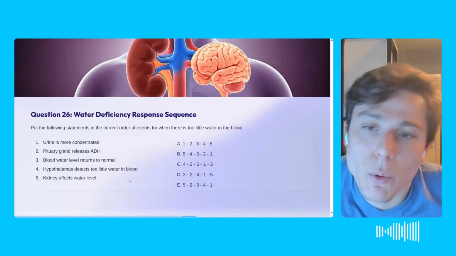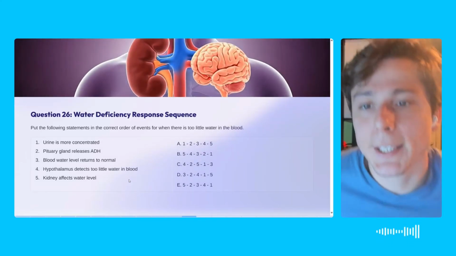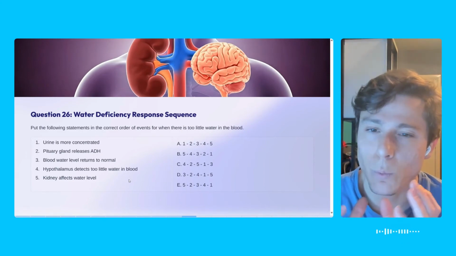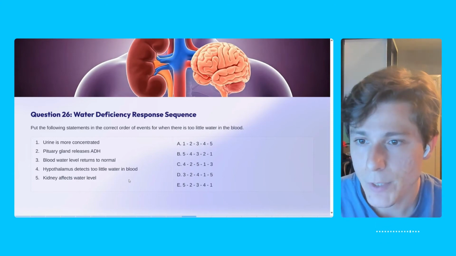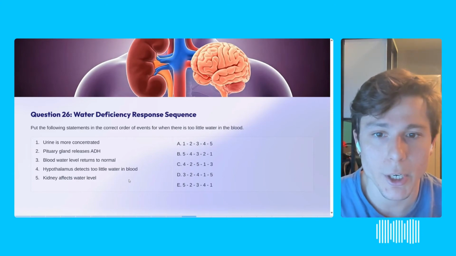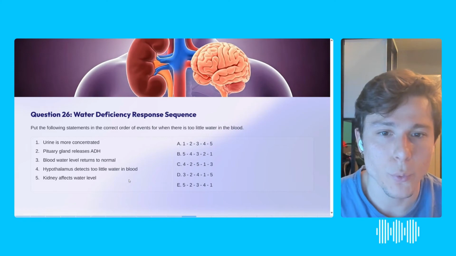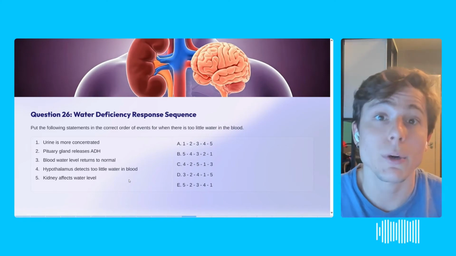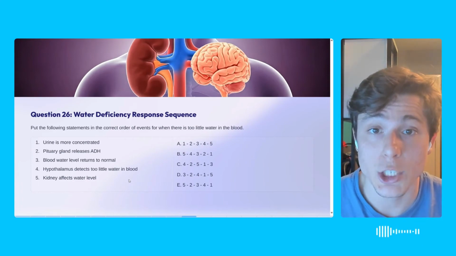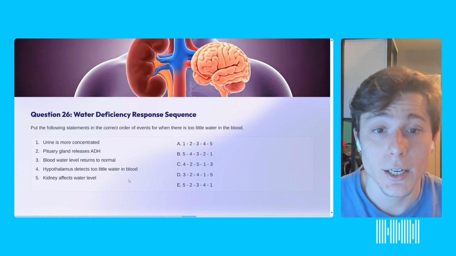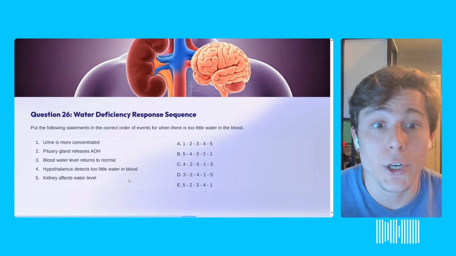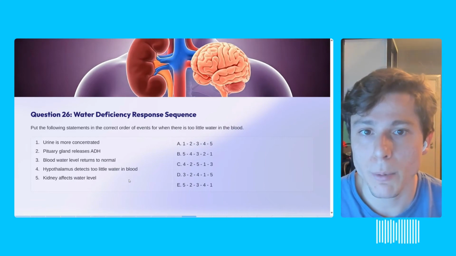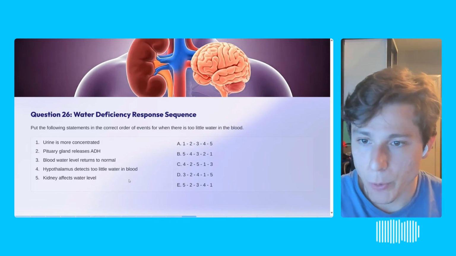Let's move on. Another question of physiology. This one is actually very interesting. It talks about water deficiency. Let's put the statements in the correct order of events for when there's too little water in the blood. Basically, what does our body do in a stress situation? Because a lack of water in our blood is a stress situation for our body. So, what do we have here?